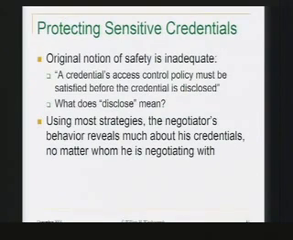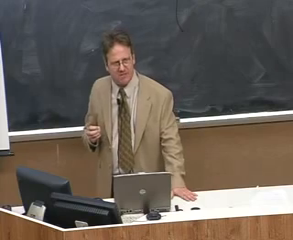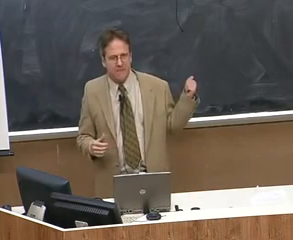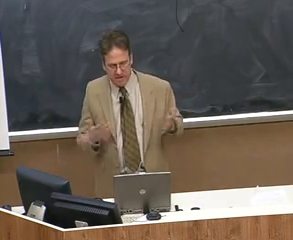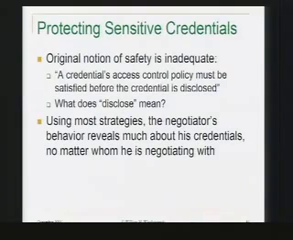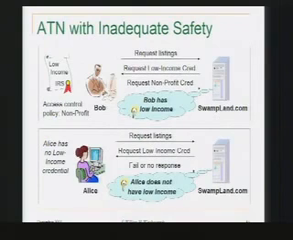They all used the original notion of safety for credential disclosures, which is unfortunately inadequate. It said that a credential's access control policy must be satisfied before the credential is disclosed. But it doesn't say exactly what disclosed means. And using any of the strategies on the previous slide, the negotiator's behavior actually reveals a great deal about his credentials, no matter who he's negotiating with, even if they're not authorized for the credential content. Let me show you what I mean.